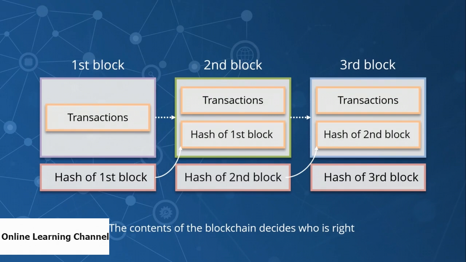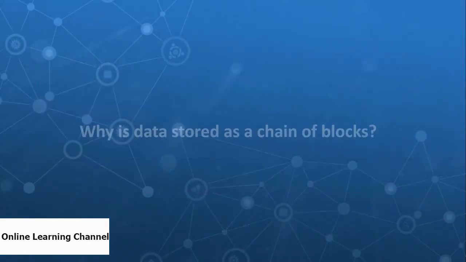So while cryptographic hashing does ensure that the data cannot be tampered with, what exactly is the purpose of having this data stored as a chain of blocks rather than just a single list? This is something which we will explore in the next video.